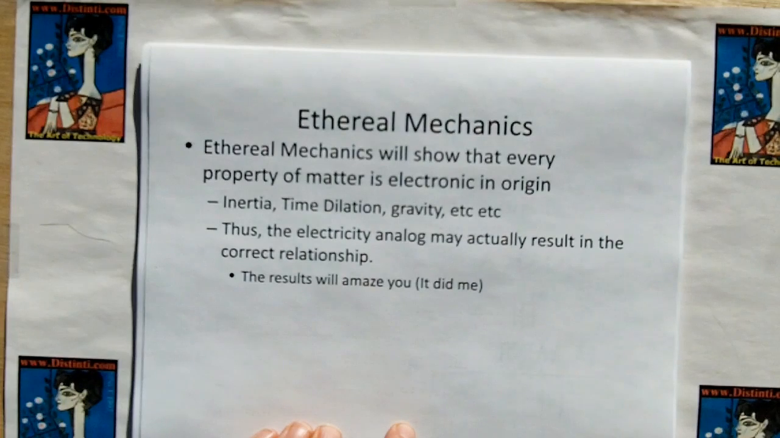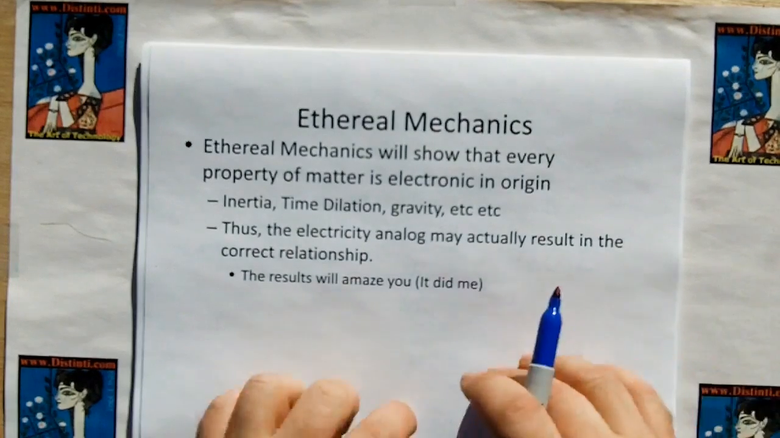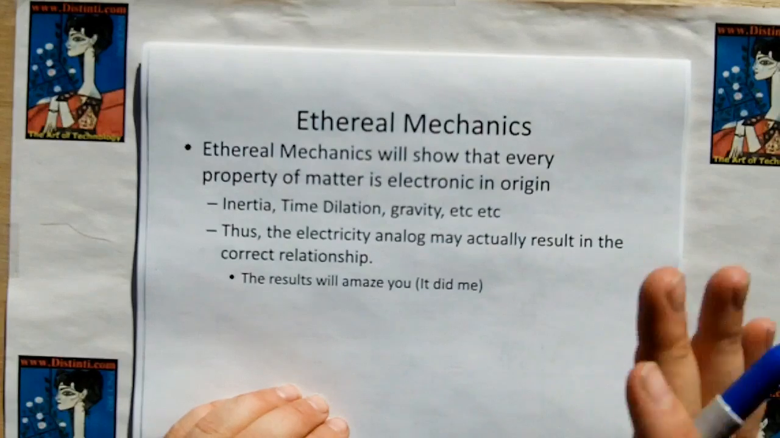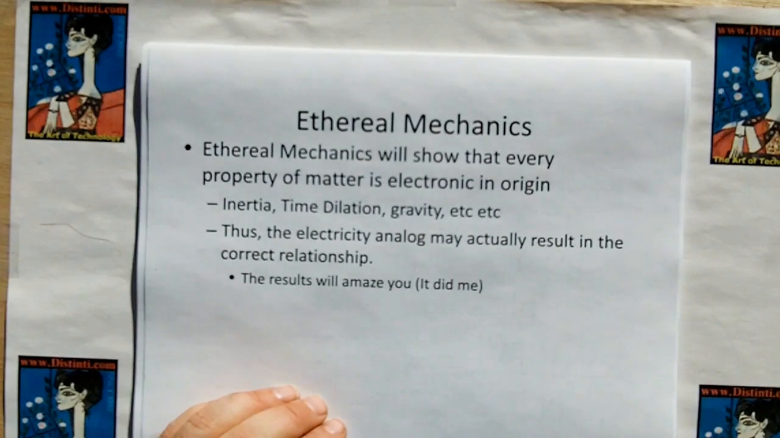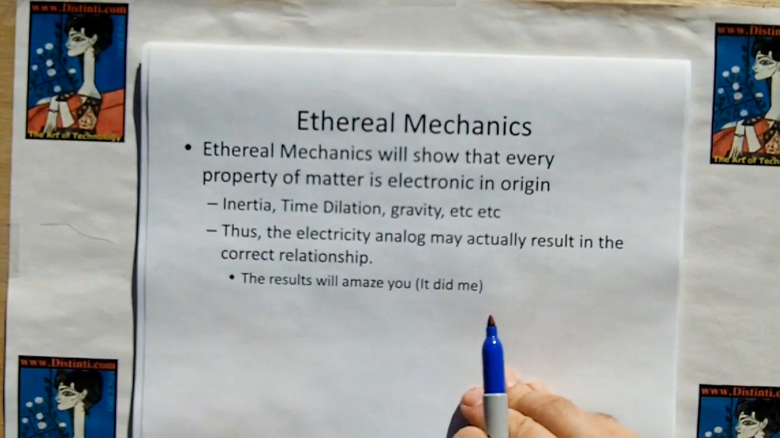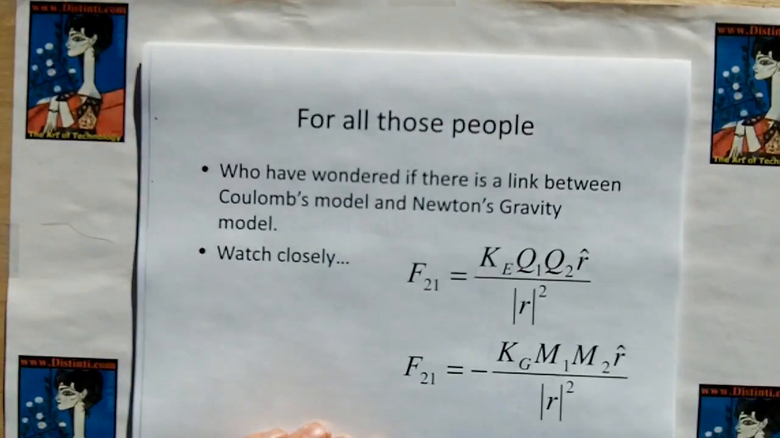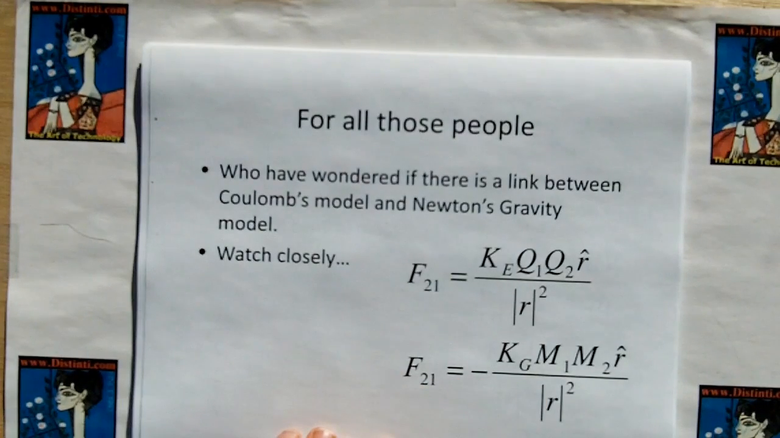So, in ethereal mechanics, anyway, we're going to show that every property of matter is electronic in origin: inertia, time dilation, gravity, etc. Okay, so this electrical analog I'm about to show you may actually result in a very interesting and correct relationship. And in fact, the results that I got amazed me. I was not prepared for the results, but they were very compelling.